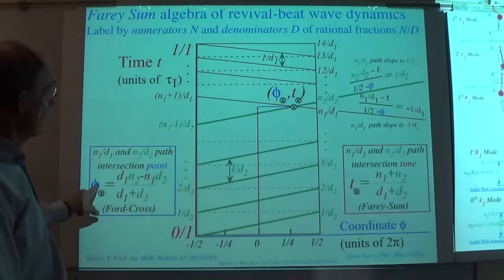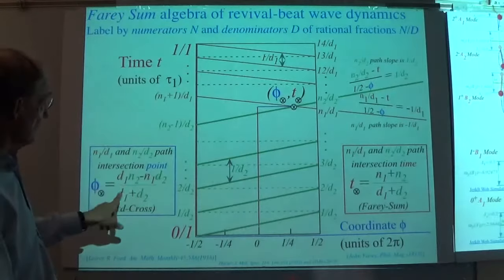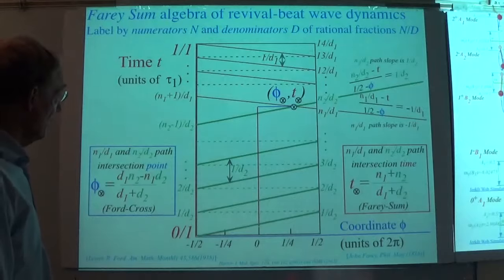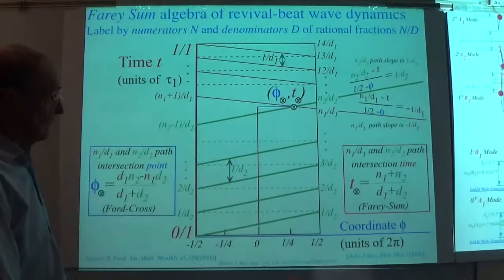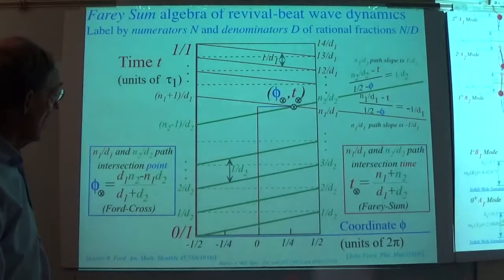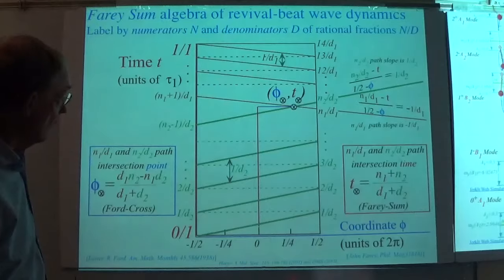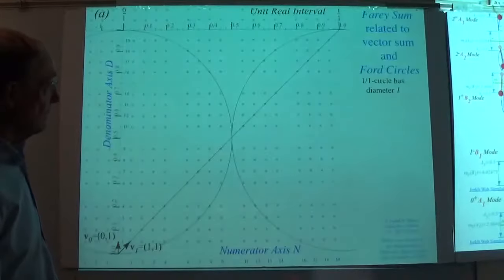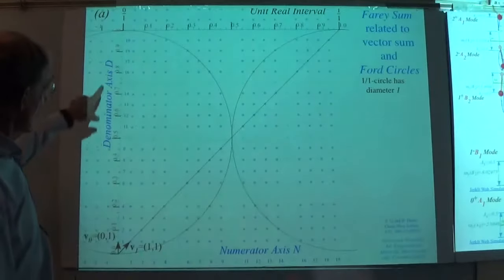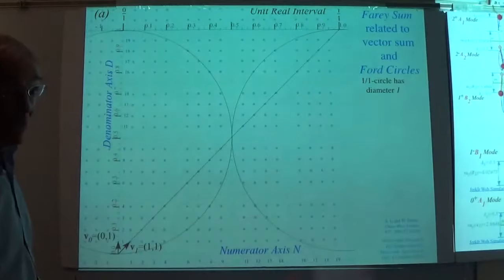And the actual place that it occurs, the actual angle phi, is given by this very strange cross product of the two numerator-denominator vectors divided by the sum of the denominators, just like the Farey sum. So it's this business, these n over d things that occupy real space-time. So this is the denominator versus numerator space that we talked about before.